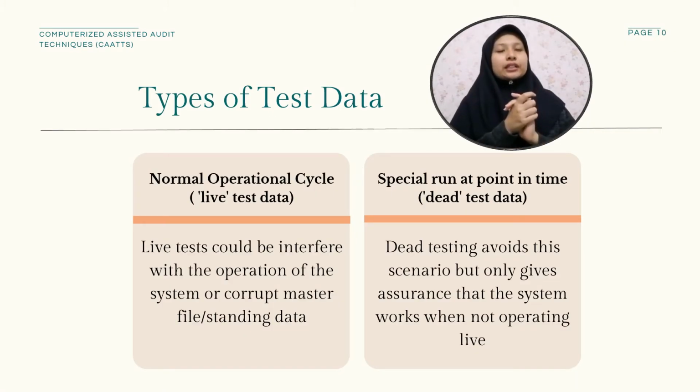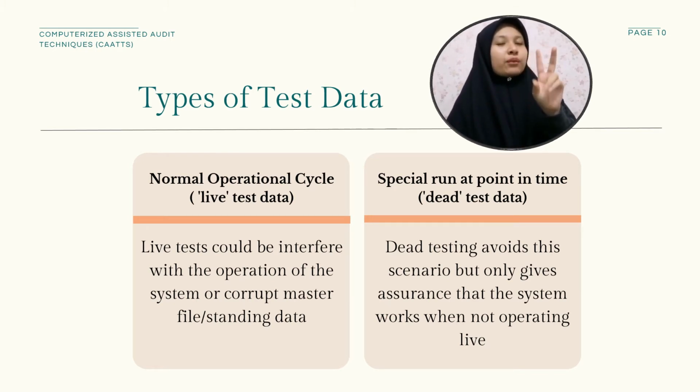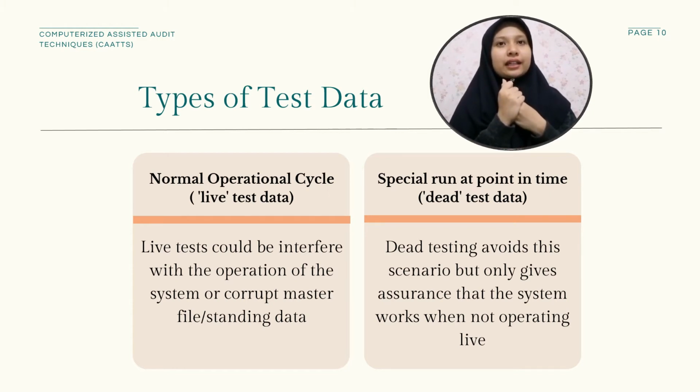Next, I will talk about types of test data. There are two types of test data. The first one is the normal operational cycle, which is live test data. Live tests could interfere with the operation of the system or corrupt the master file or standing data. The second type of test data is a special run at a point in time, which is dead test data. That testing avoids this scenario but only gives assurance that the system works when not operating live.